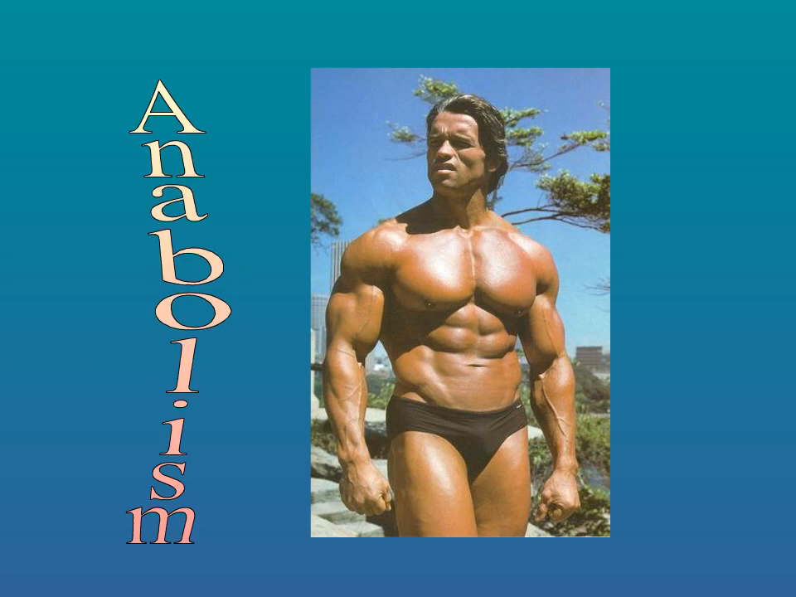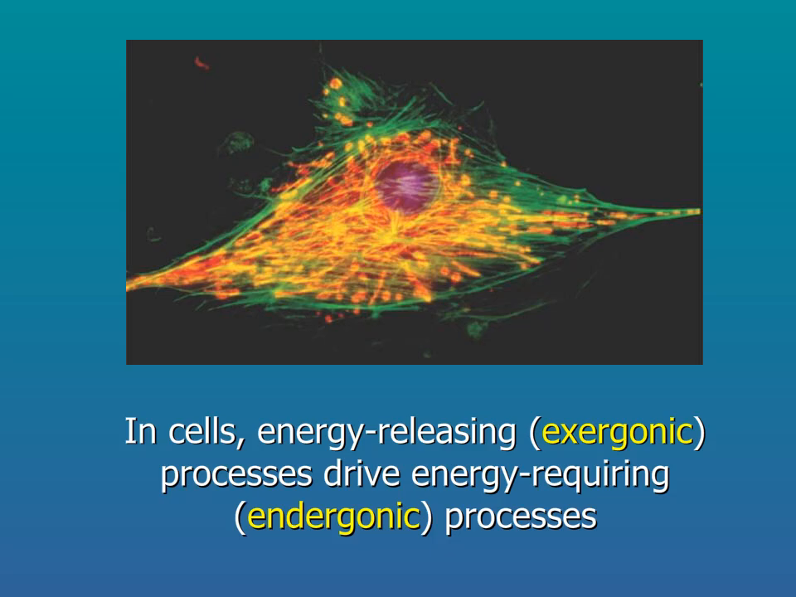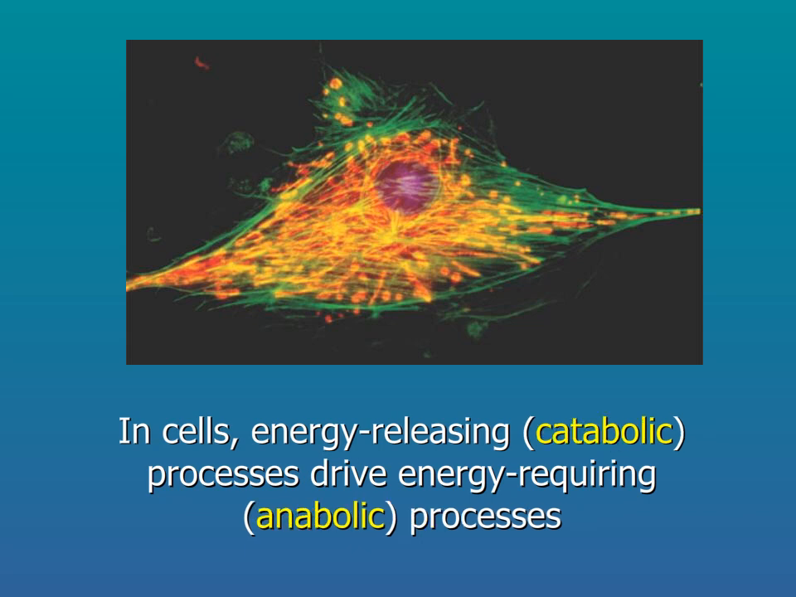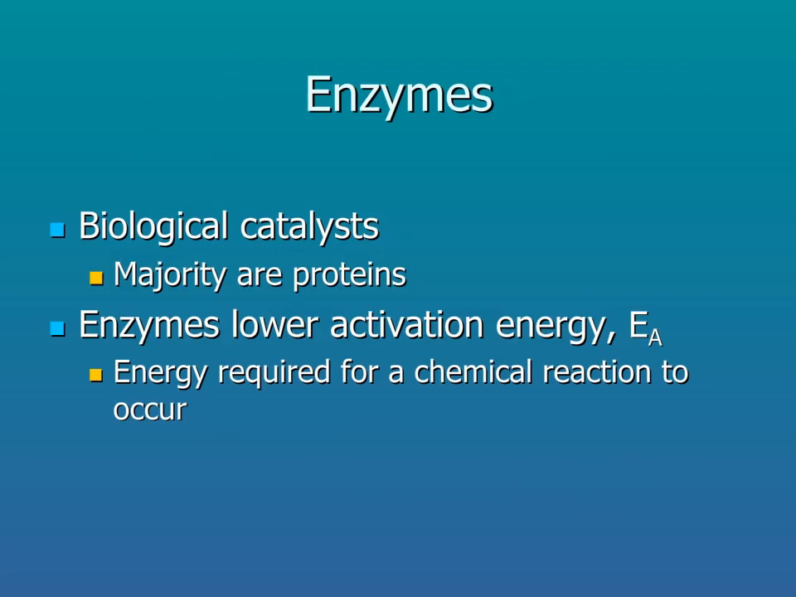These reactions require energy. As stated earlier, exergonic and endergonic reactions are coupled in organisms. But we can also say that catabolic reactions and anabolic reactions are coupled in organisms. So how are these reactions coupled? The answer is enzymes. But first, what is an enzyme? Enzymes are biological catalysts that lower the energy required for a chemical reaction to occur.